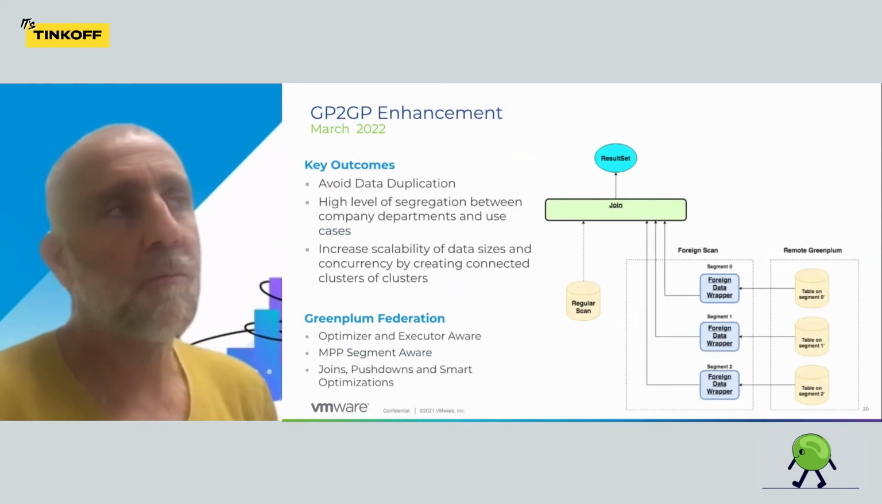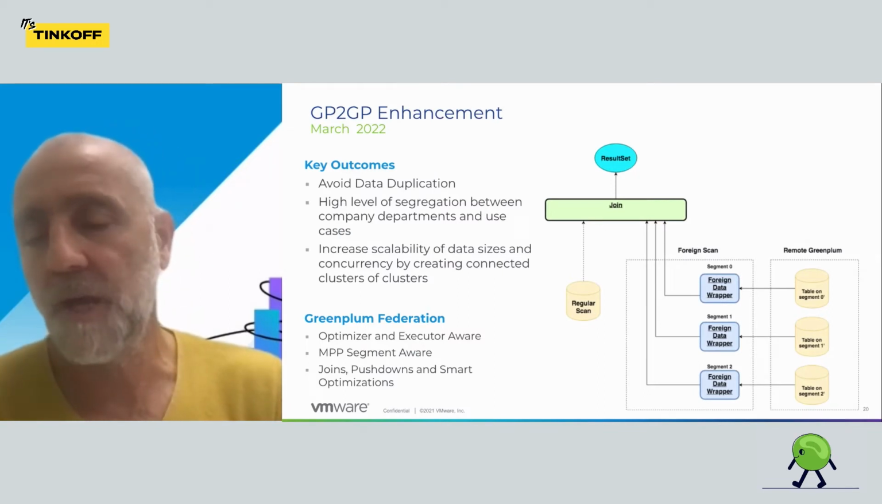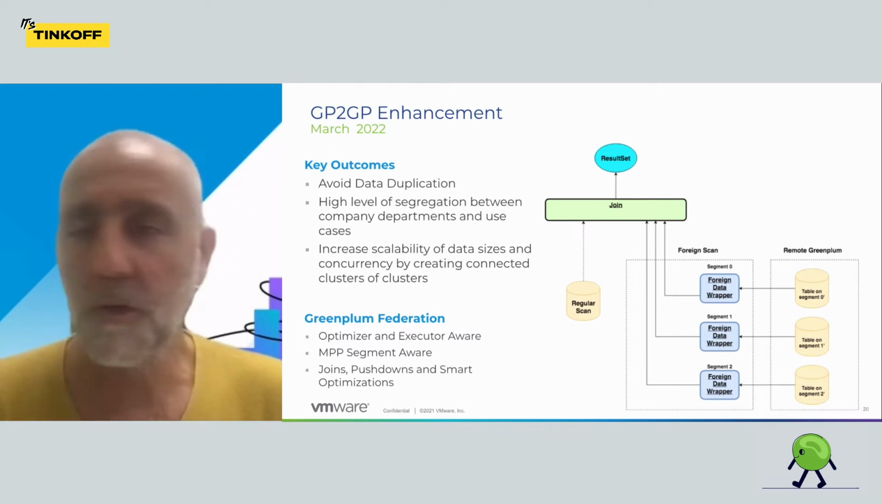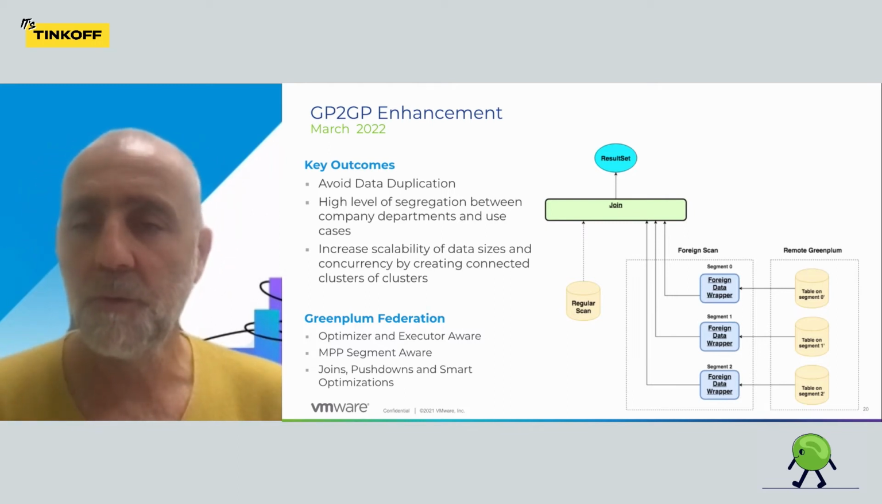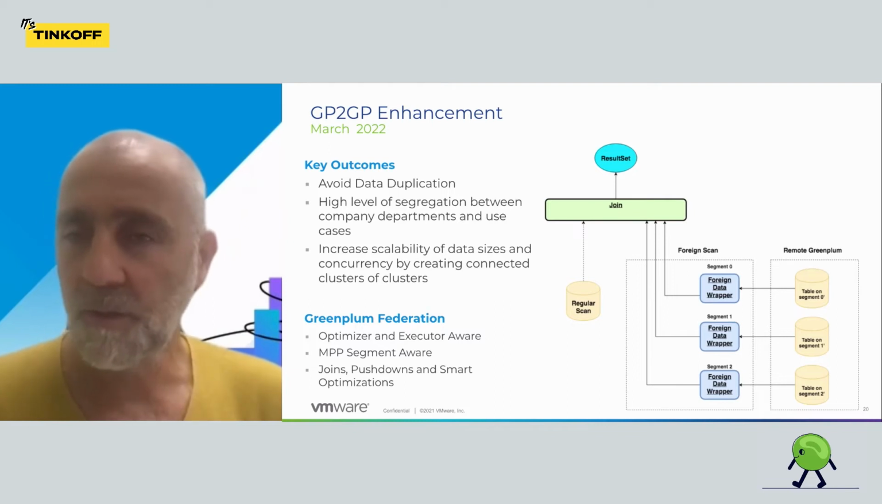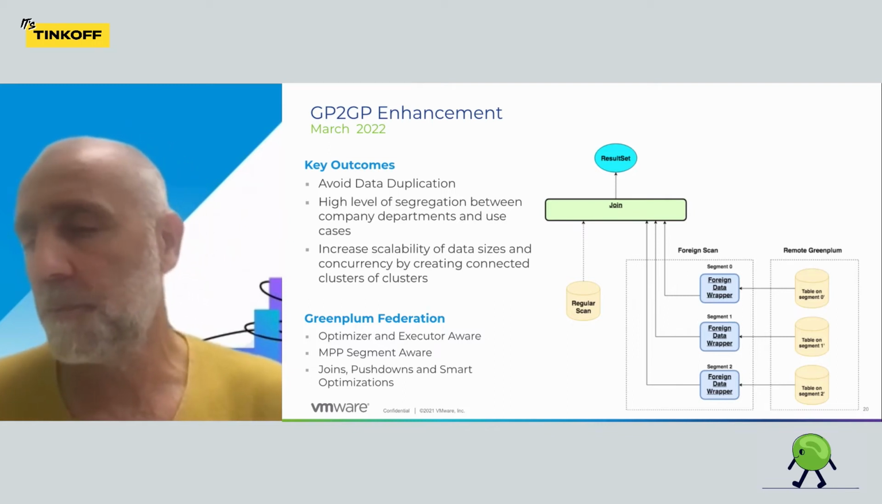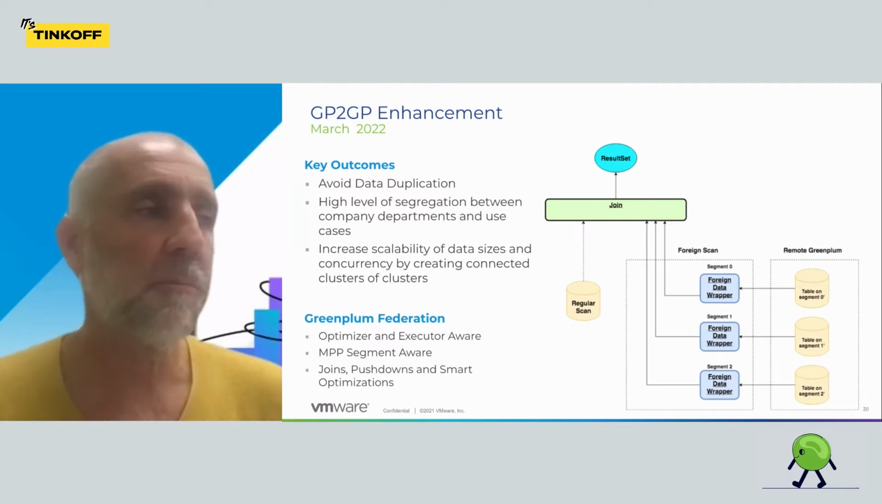One of the major new functionalities that we will add in the March timing is this notion of Greenplum to Greenplum. This is what we call the Greenplum Data Federation, where we'll give you the opportunity to query data from one Greenplum cluster to another Greenplum cluster. This is something that I already presented in the June update.